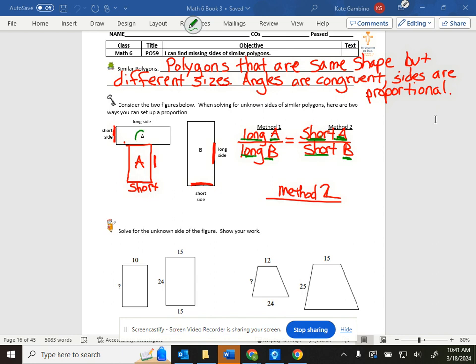So the first thing I always do is I always mark it, which one's my A and which one's my B. So I know which side to put into which place in my method.